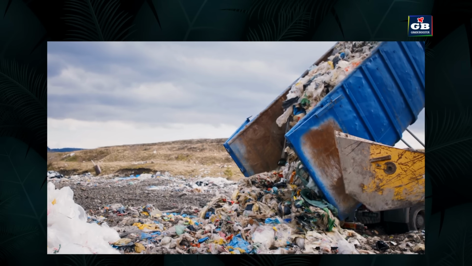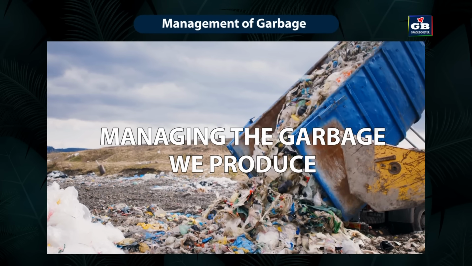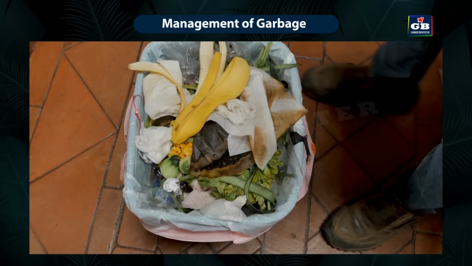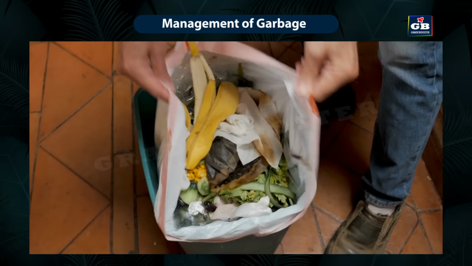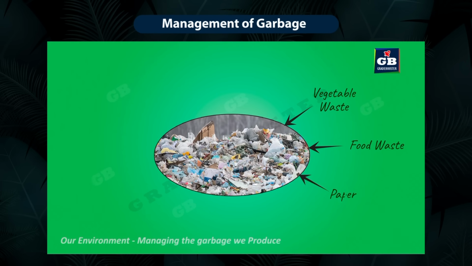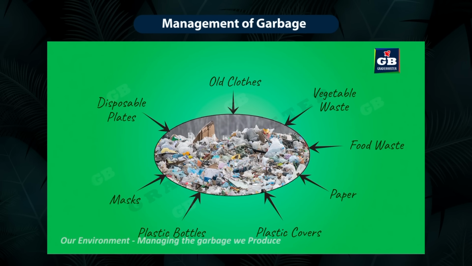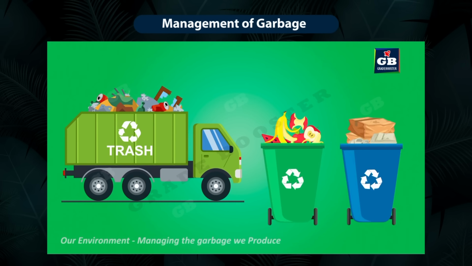The next environmental problem is garbage. Managing the garbage we produce. In our daily life, we throw different kinds of waste. In that waste, there may be some vegetable waste, leftover food, papers, plastic covers, disposable plates and cups, plastic bottles, old clothes, etc. You might have observed that the garbage vehicle collects the garbage in two separate categories. 1. Biodegradable waste. 2. Non-biodegradable waste.